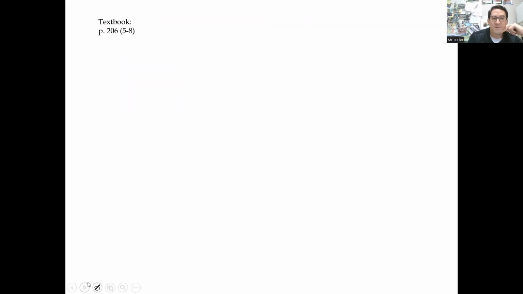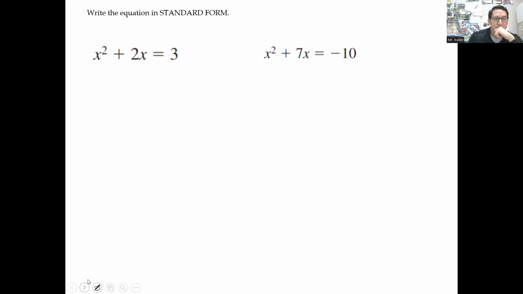All right. So first assignment is just looking at some graphs, finding those solutions. Next, we are going to make sure equations are in standard form. So remember, standard form is ax squared plus bx plus c, and we want it equal to 0. So we want everything on one side of the equal sign, and it being equal to 0. So this one, we just have that 3 over here. So what we need to do is just move the 3 to the other side.